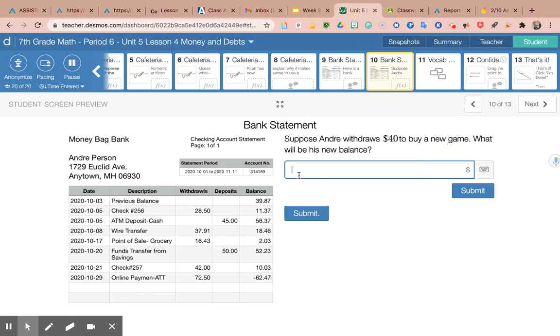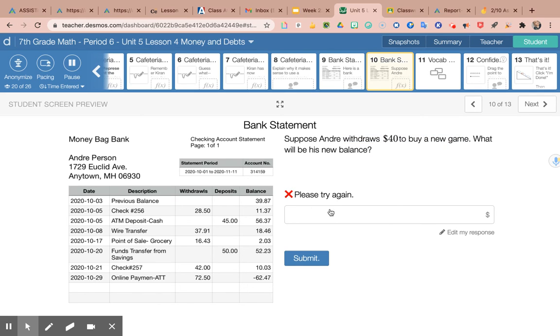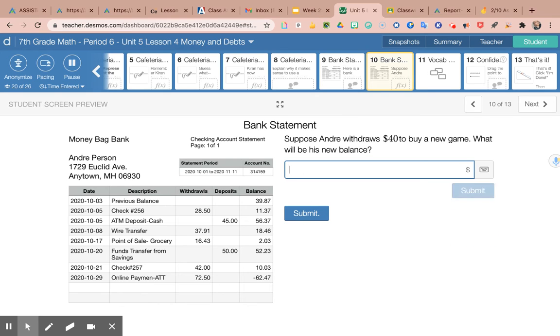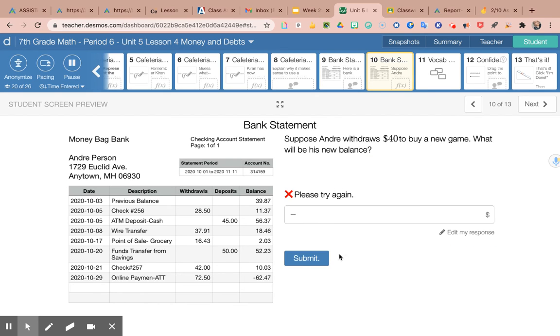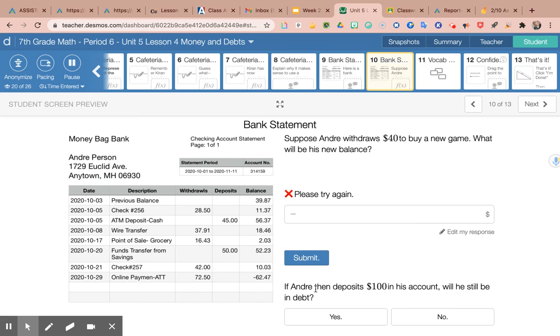So you'll type that here. If you get it right, it should say excellent. Be careful because having a positive amount and having a negative amount are two different things. So it is negative, so you should have a negative sign. And then the answer.